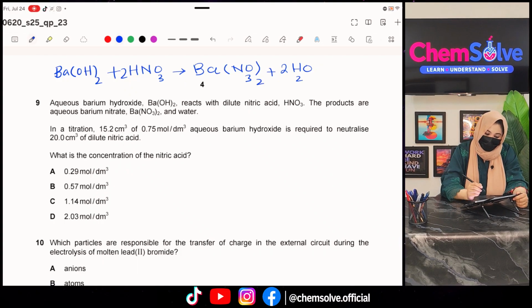Okay, so the formula we are going to use here is acid is equal to base.